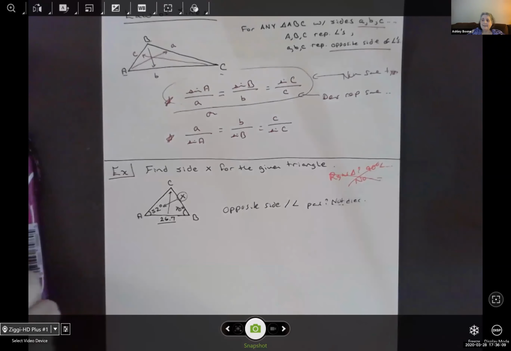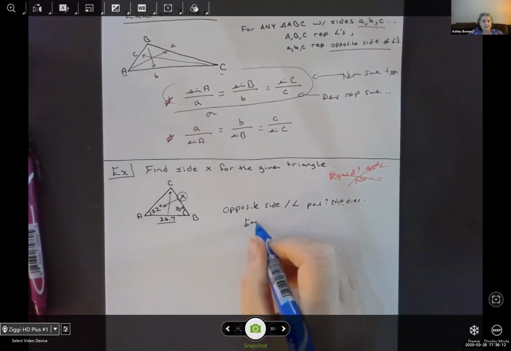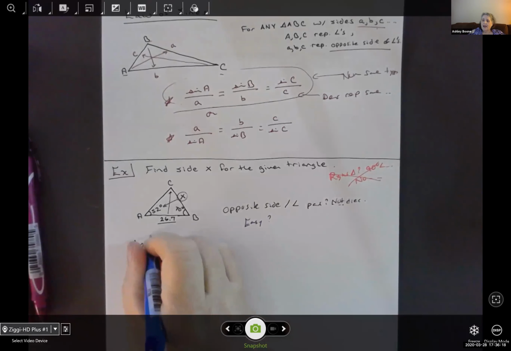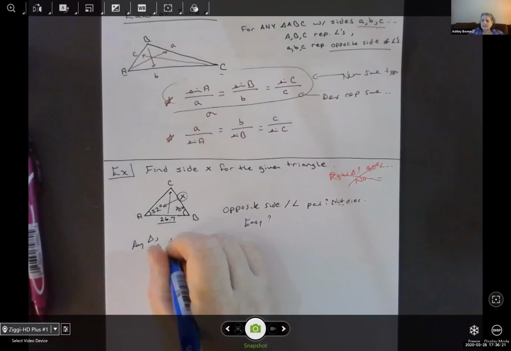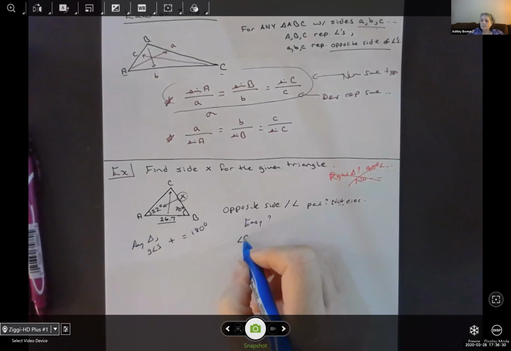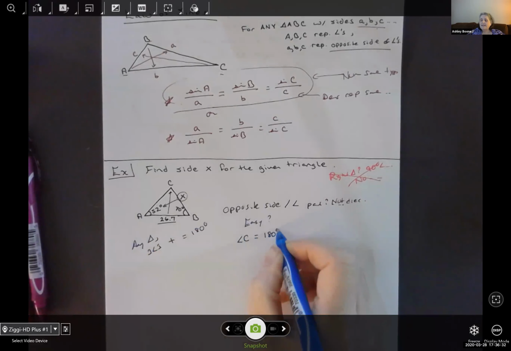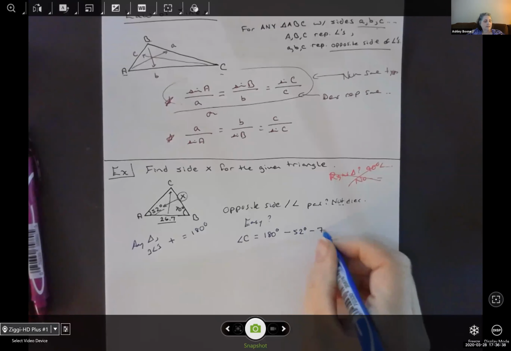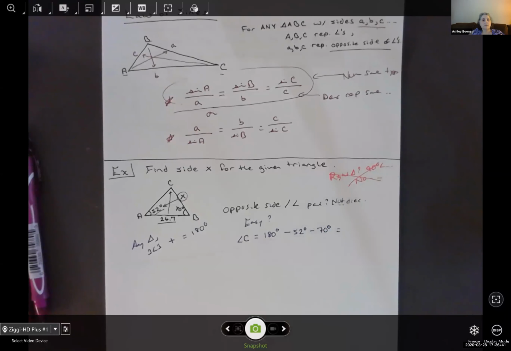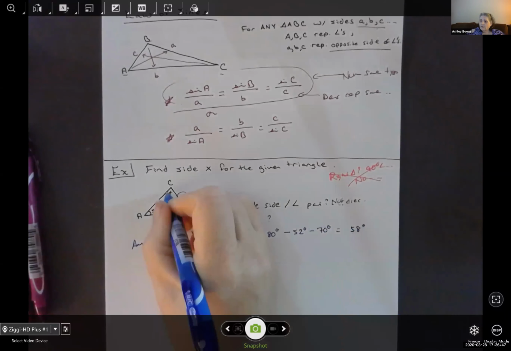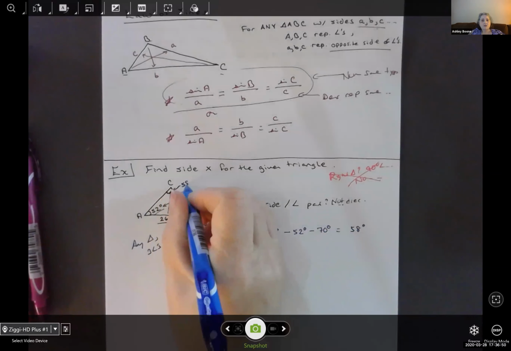But is it easy to get? It actually is in this case, because what do we know? For any triangle, the three angles are always going to add up to give you 180 degrees. That means if you know two of your three angles, you can get the third. So angle C is not known, but I can get it by taking 180 degrees and taking away the ones that I do know, the 52 degrees and the 70 degrees. And if I take 52 degrees and 70 degrees away from 180 degrees, I get 58 degrees. So I know this angle right here is 58 degrees.